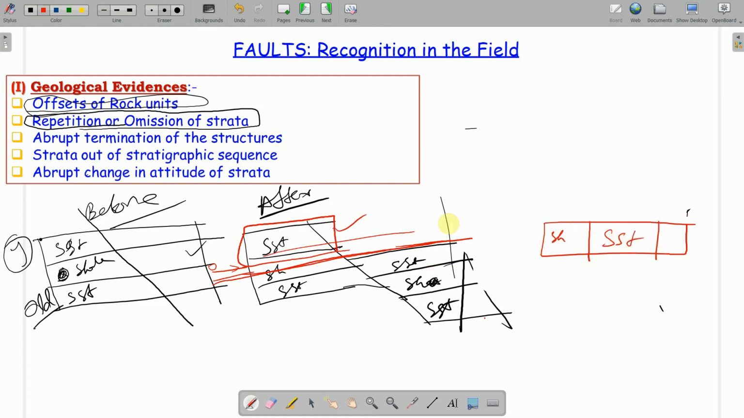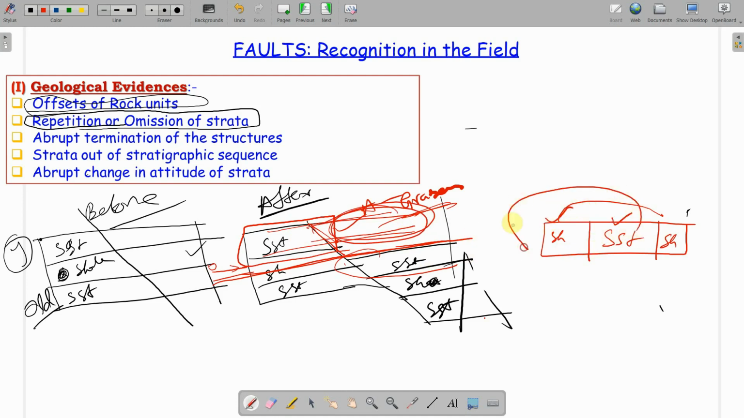If there is another type, if it's a horst and graben-like structure, then again you will be finding shale. With a horst and graben-like structure, you will see the repetition of strata. Otherwise, this portion should have the shale part. If it's a continuous strata, an abrupt truncation is happening here. So the continuity of strata is missing in this portion. There should be a shale structure here, or there should be a sandstone structure on this side.